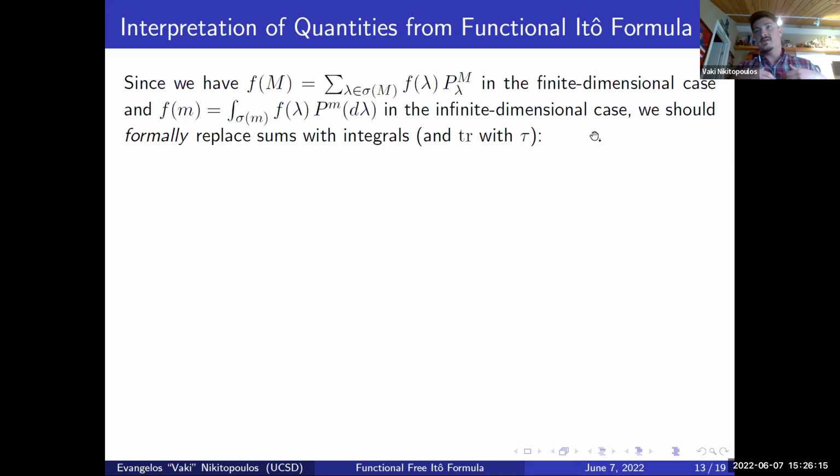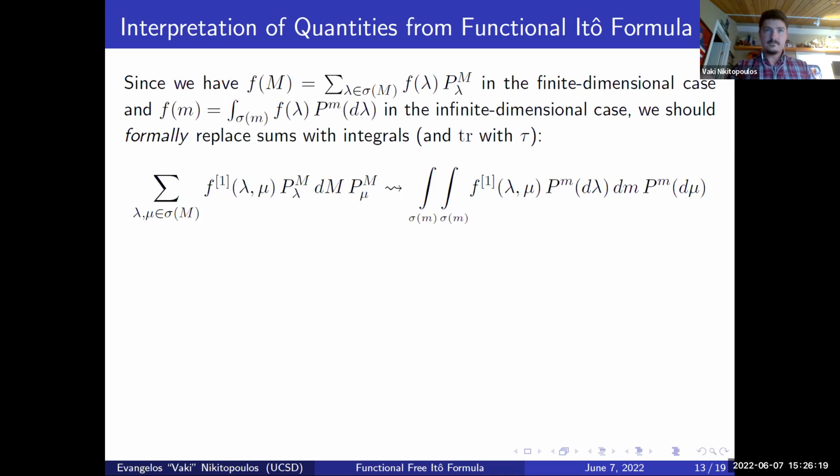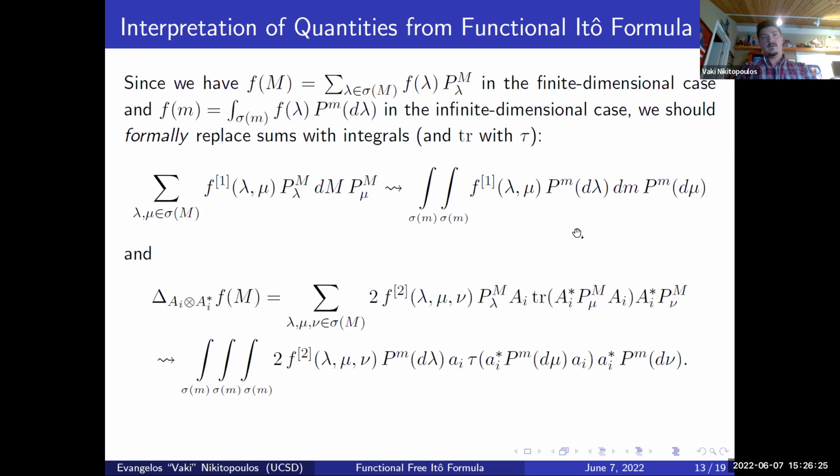So if we just naively reinterpret the quantities from the formula, what we get is this double sum should be a double integral, and this triple sum should be a triple integral. And then we should replace little traces with taus. That's the way, from our dictionary, that we should be doing these things.